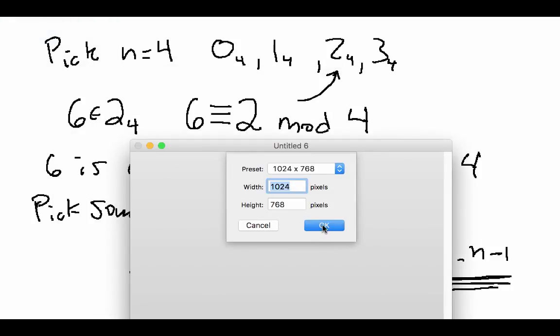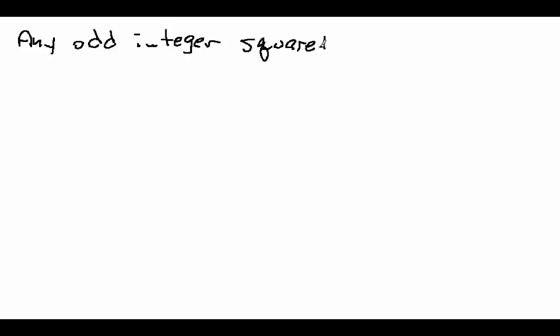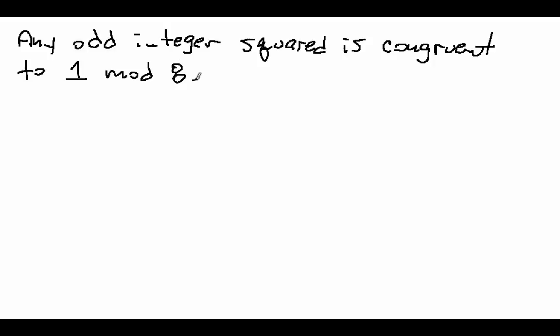All right? Now, let's return to a problem that's in the book. It's a very interesting problem, and it basically says the following. It says that any odd integer squared is congruent to 1 mod 8. And then you're asked the hard part, which is that you're asked to prove this.